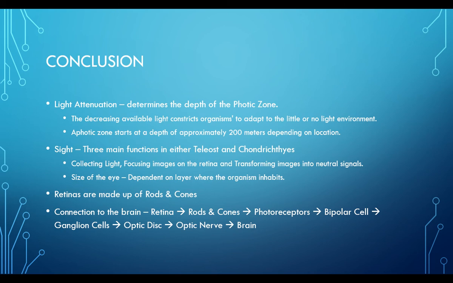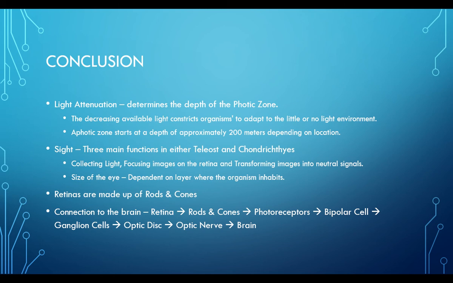Sight has three main functions in either teleosts or the conjunctives. First is collecting light. Secondly, it is focusing images on the retina. And third and finally, transforming images into neural signals. And then between both of the groups, the size of the eye is dependent on the layer where the organism inhabits. And then retinas are made up of both rods and cones, just to reiterate that, this is very important. And then the connection to the brain.